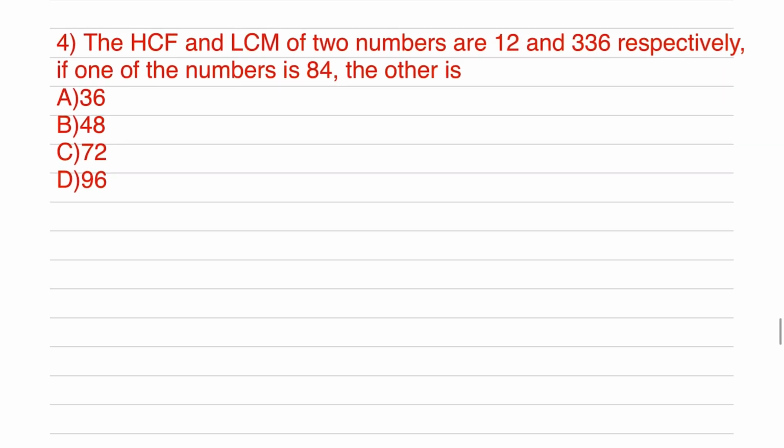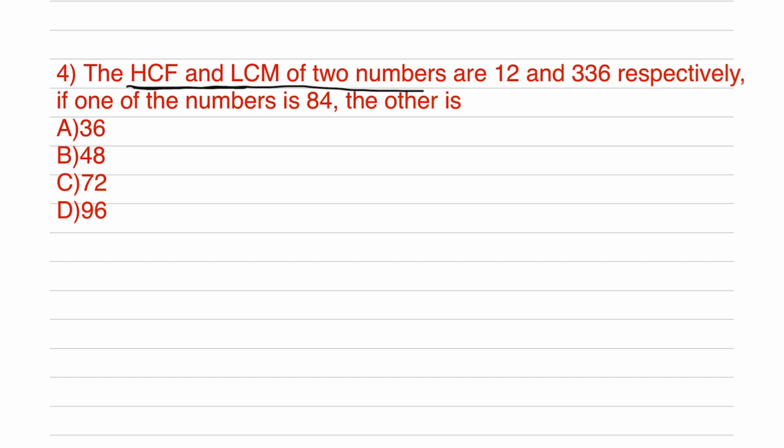See the next question. The HCF and LCM of two numbers are 12 and 336 respectively. If one of the numbers is 84, the other is.